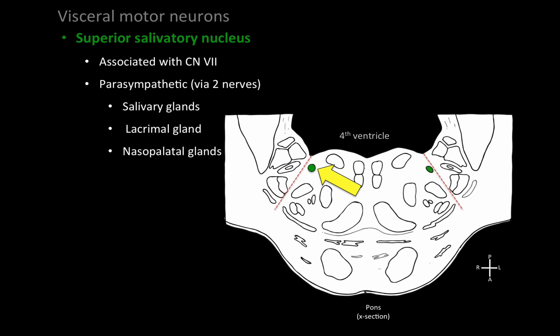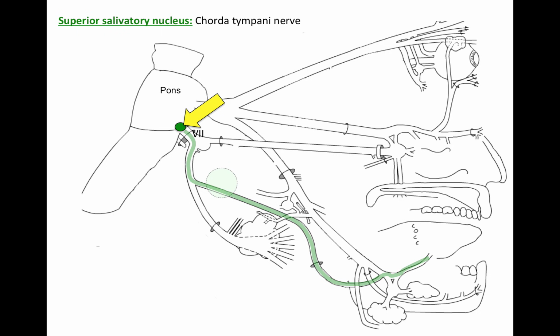This is associated with cranial nerve number 7, our facial nerve. This nucleus gives rise to parasympathetic innervation, or preganglionic parasympathetic neurons, and innervates the salivary, lacrimal, and nasopalatal glands. But this nucleus gives rise to axons that course to these glands via 2 different nerve branches in the facial nerve. There's the axon exiting out the side of the pons. Okay, so in this schematic, the green circle and the yellow arrow show the superior salivatory nucleus.